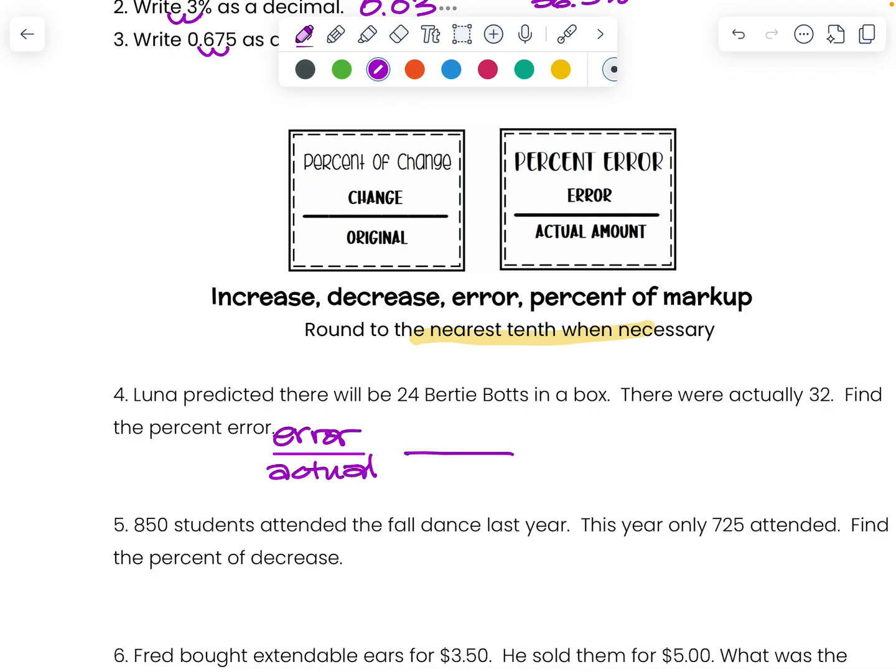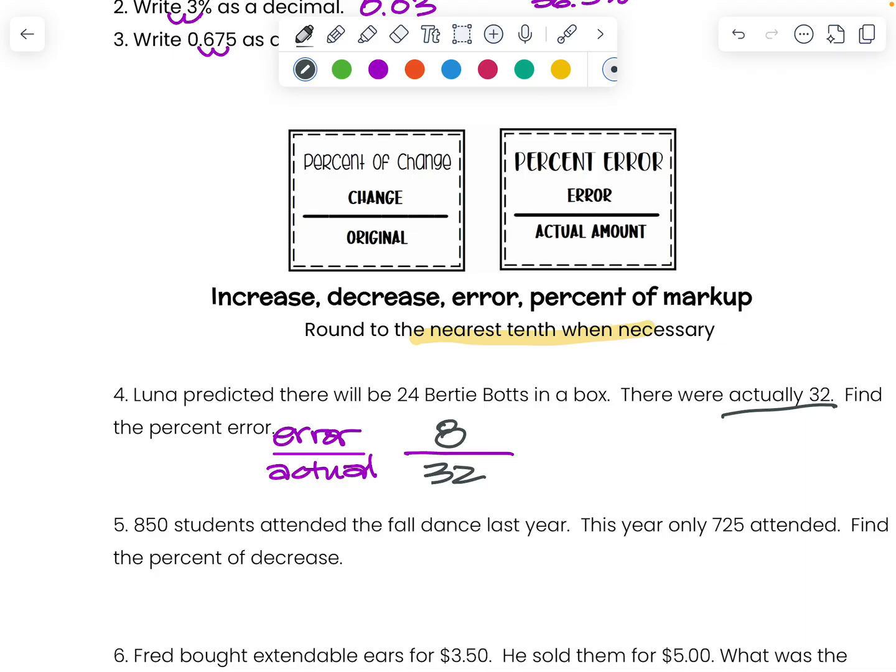All right, here we go. So there were actually 32. I'm putting that there. You don't put 24 here. You weren't wrong by 24. You find how far off the guess was. So if they guessed 24 and it was actually 32, that's a difference of 8. They were off by 8.